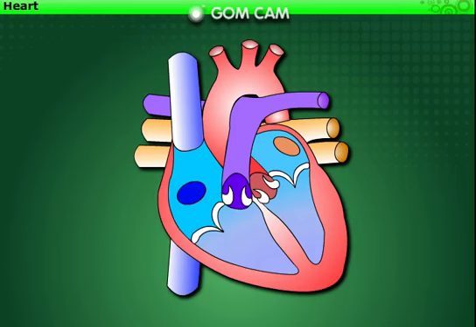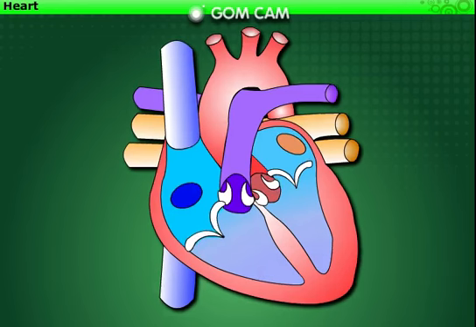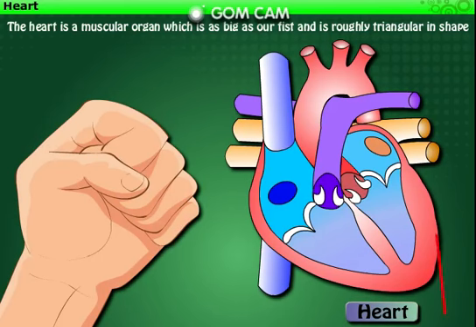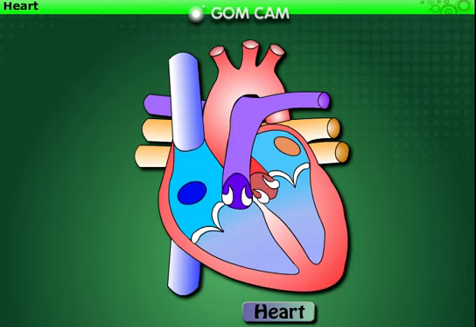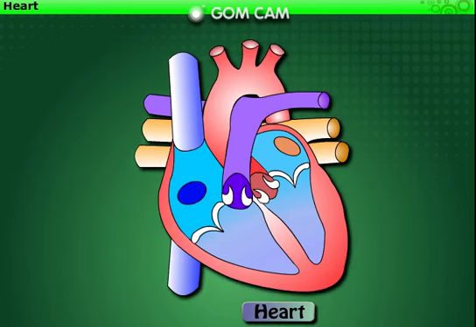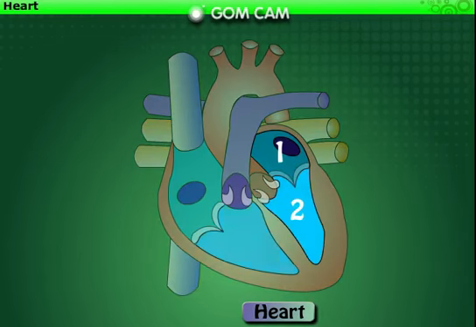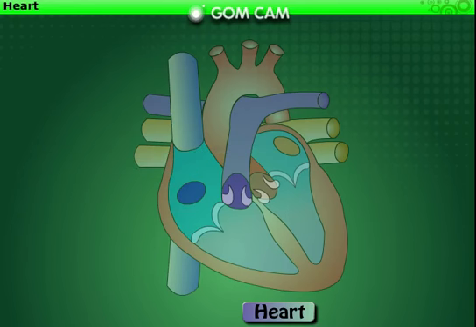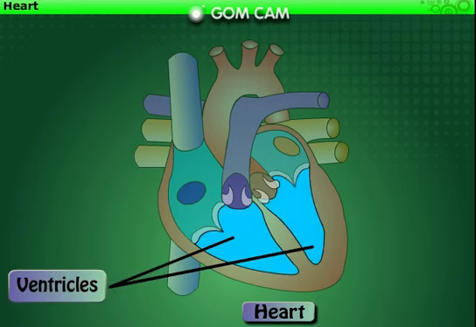Let us understand the structure and working of a heart. The heart is a muscular organ, which is as big as our fist, and is roughly triangular in shape. It is made up of special muscles, called cardiac muscles. It has 4 compartments, called chambers, inside it. The upper 2 chambers are called atria, while the lower 2 chambers are called ventricles.